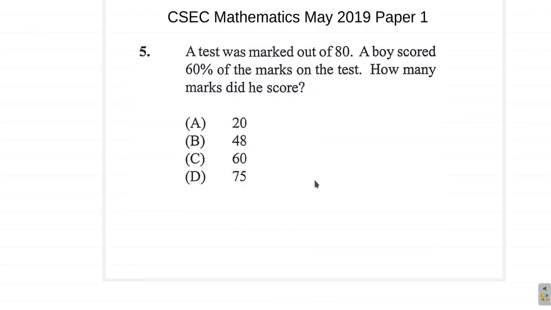Question 5. A test was marked out of 80. A boy scored 60% of the marks on the test. How many marks did he score? Is it 20, 48, 60, or 75? Let's find out.